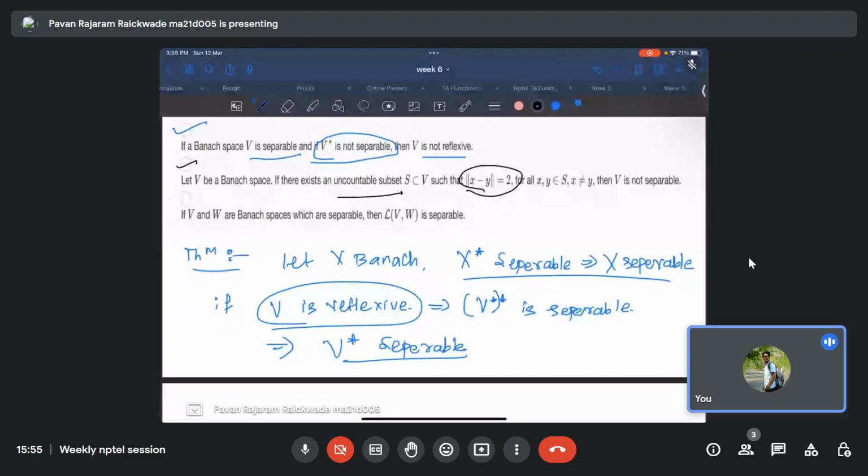Third one: if V and W are Banach spaces which are separable, then L(V, W) is separable. This is wrong. For a counterexample, we can take V to be L1 and W to be R. So L(V, W) will be just the dual of L1, which is L infinity. So not separable.